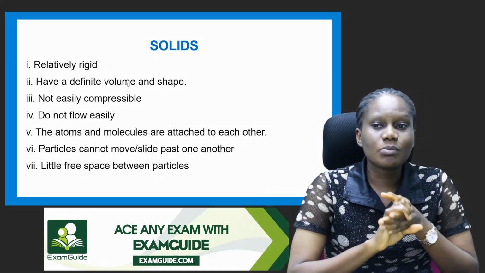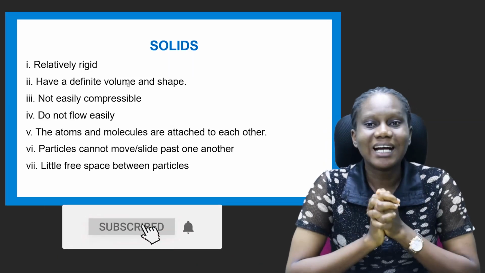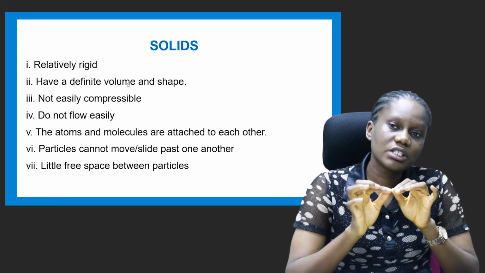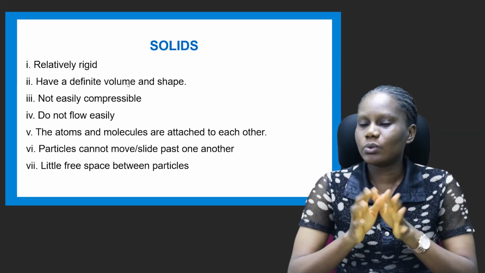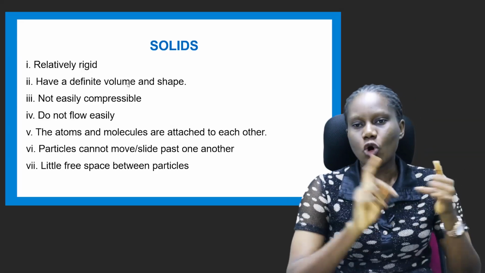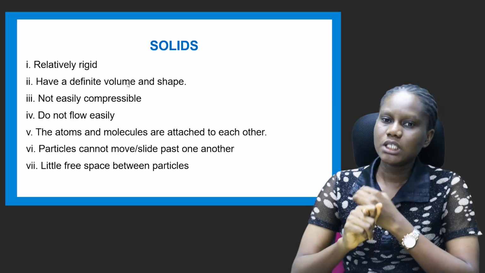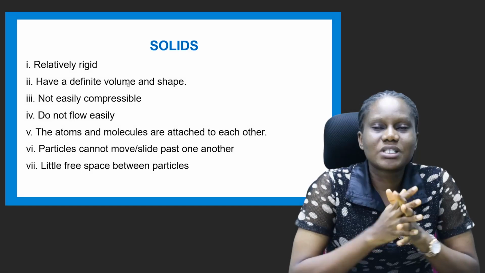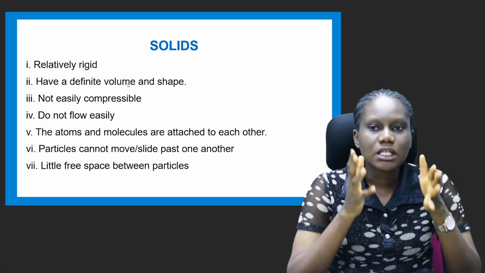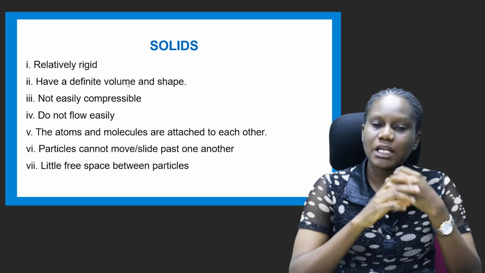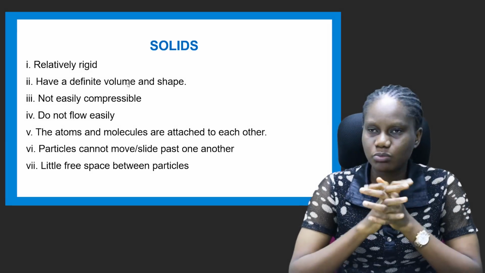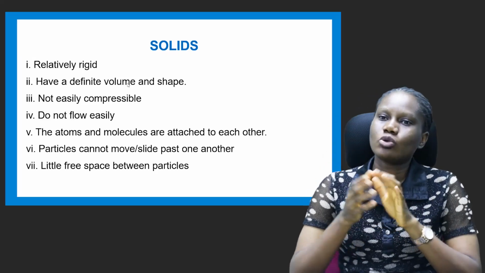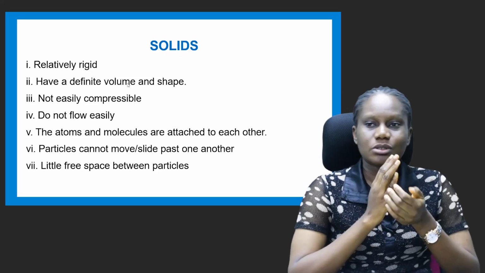Number 5, the atoms and molecules are attached to each other, and that explains the reason for their rigidness. Number 6, particles cannot move or slide past one another. They are static. Then, the last and not the least, they have little free space between particles. So those are the characteristics that make a solid.